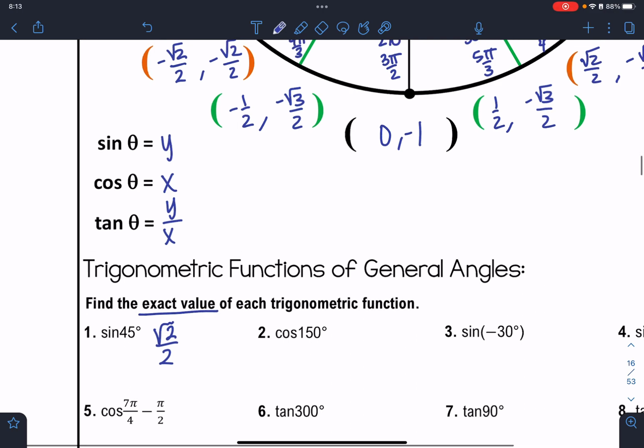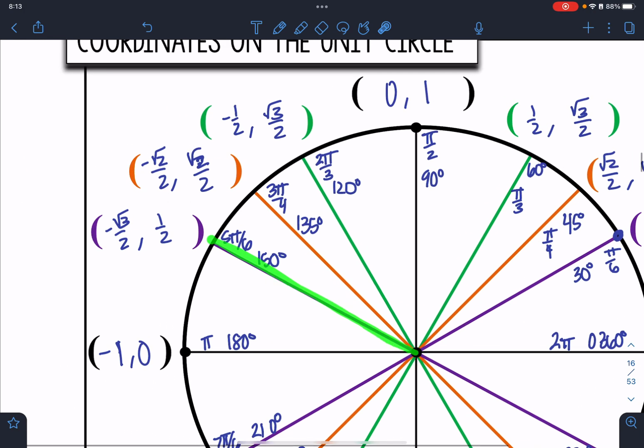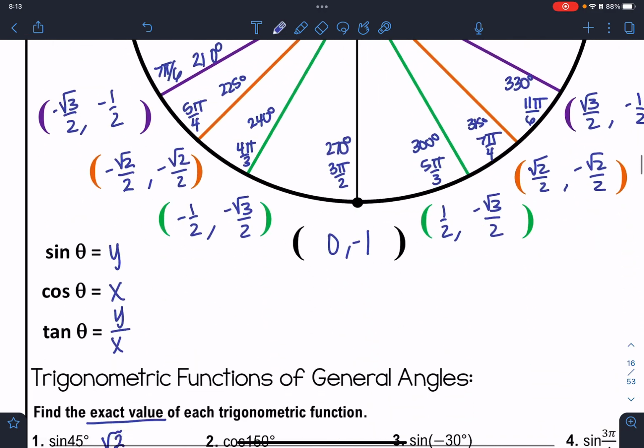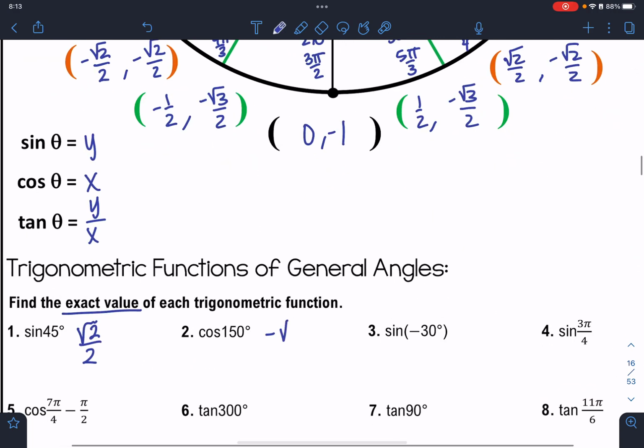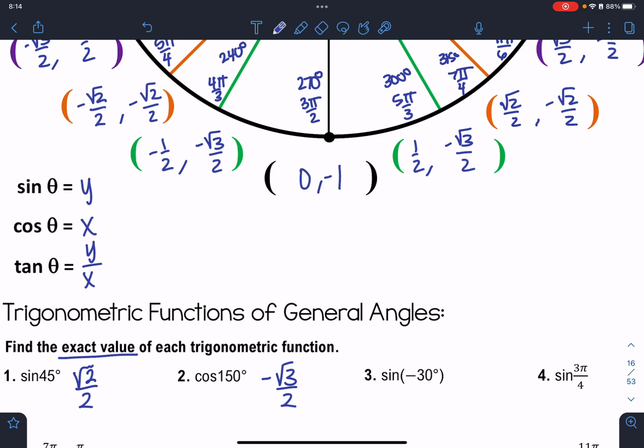Okay, what about cosine of 150? Then I'm going to go to the 150-degree line, which is this one right here. And cosine is the x value, so I'm locating the x value of that ordered pair, so it's negative root 3 over 2. So again, there's not really any work here, it's just can you use this unit circle and know how to read it?